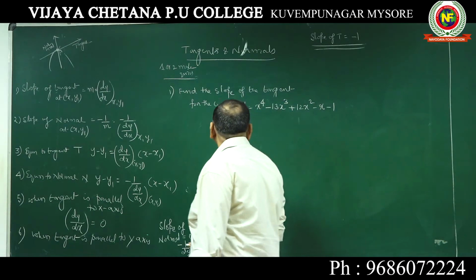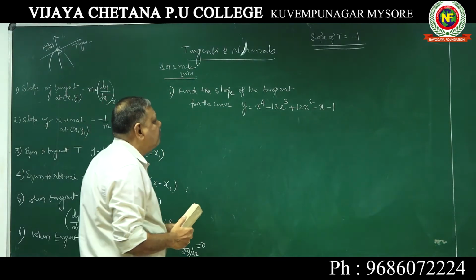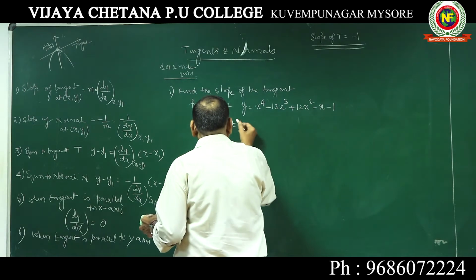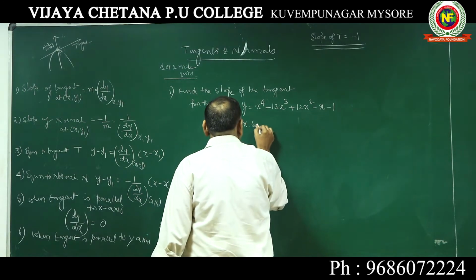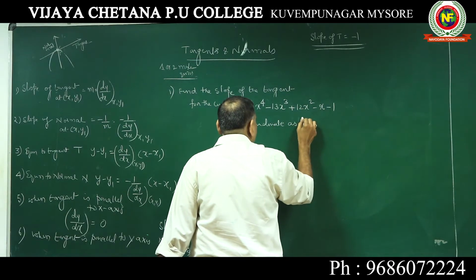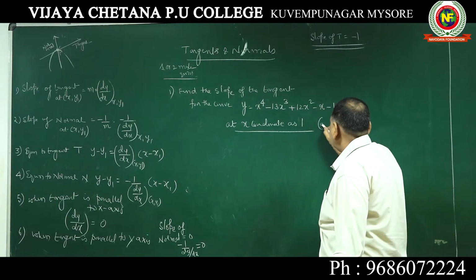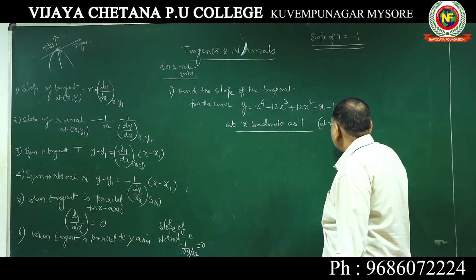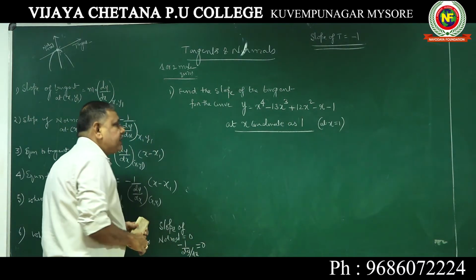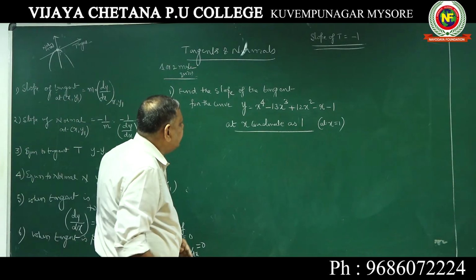Find the slope of the tangent for the curve y is equal to x to the power of 4 minus 13x cube plus 12x square minus x minus 1 at x coordinate as 1. They can give it like that, or at x equal to 1, or whose x coordinate is 1. All the three things are same. At x coordinate as 1, find the slope of the tangent to this particular curve.